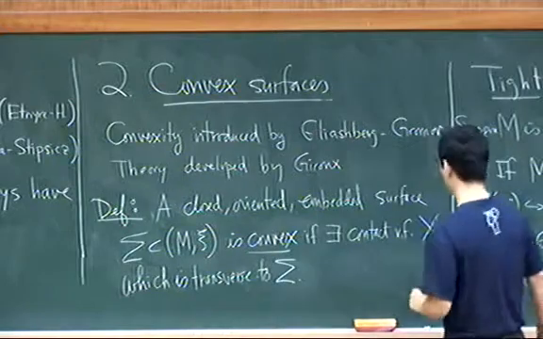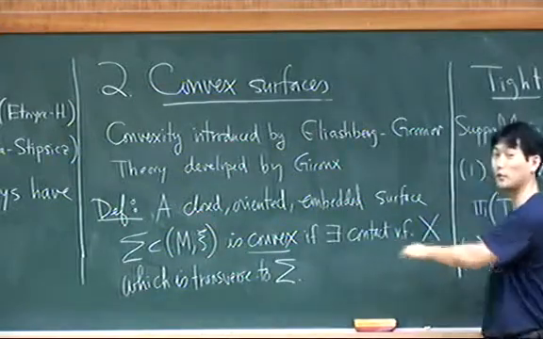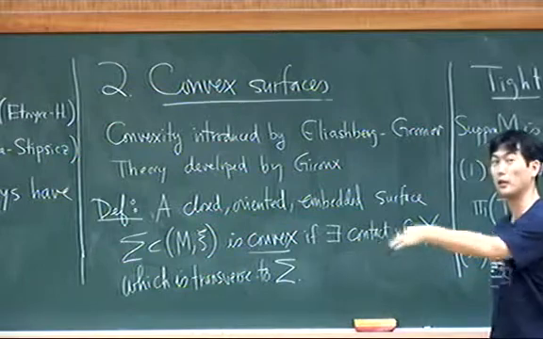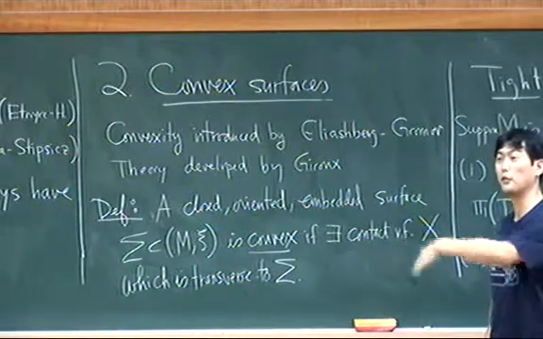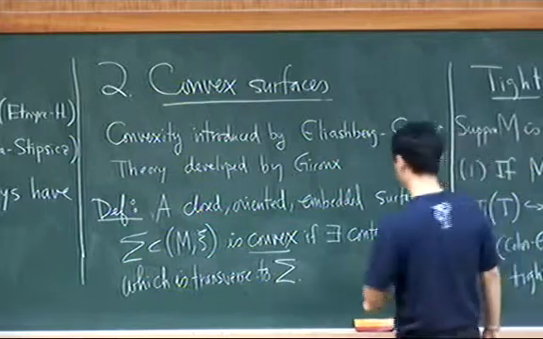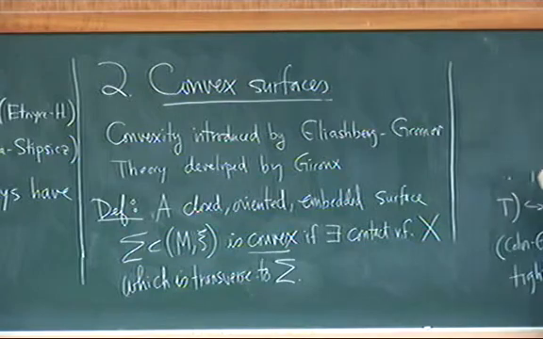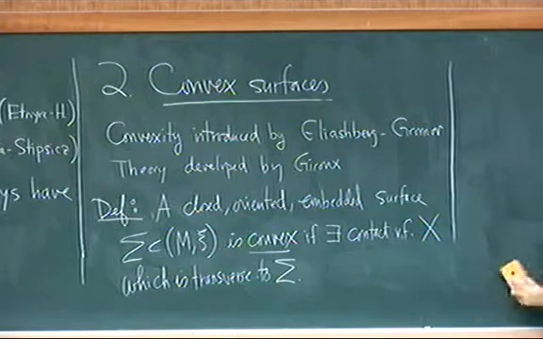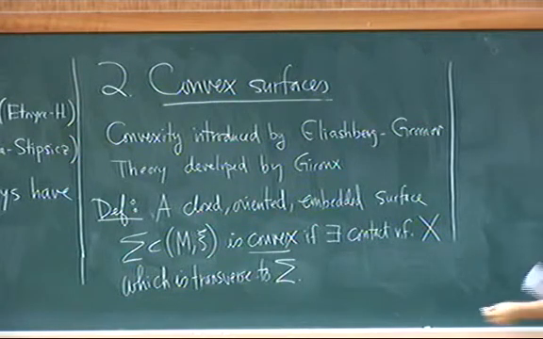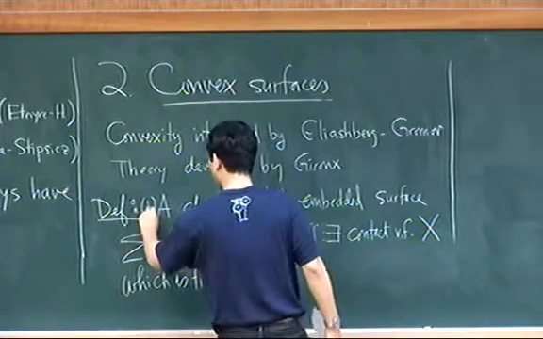So what is a contact vector field? A contact vector field is a vector field so that if you integrate along this vector field, the resulting diffeomorphisms preserve the contact structure. And so that's maybe the first thing.